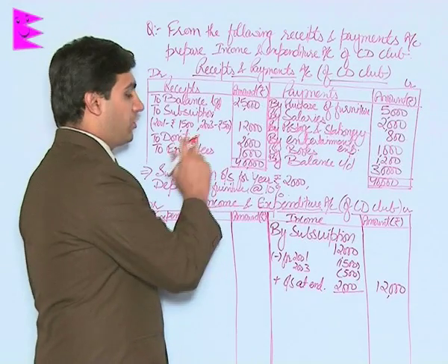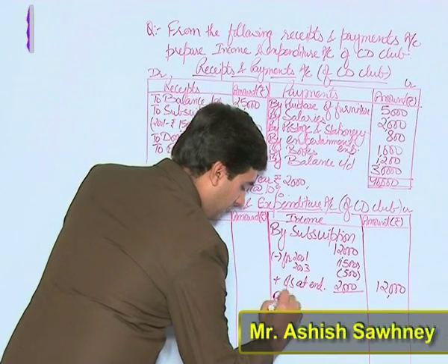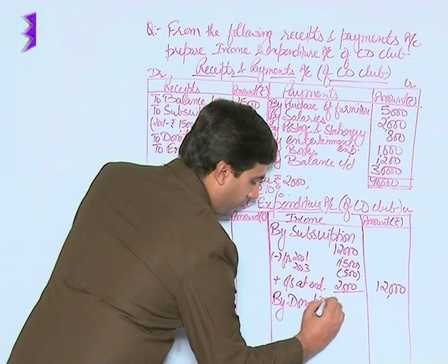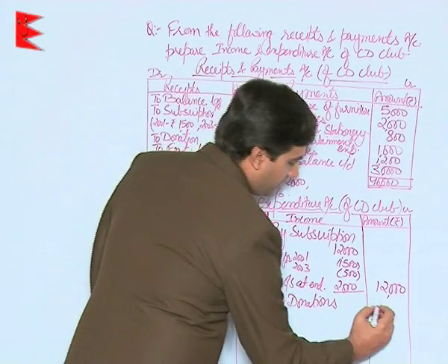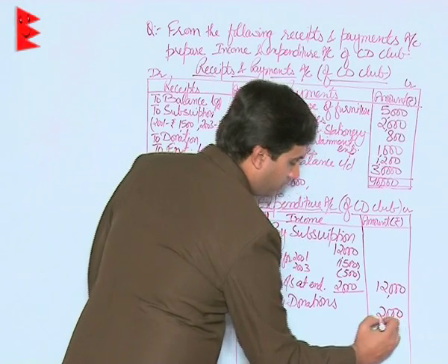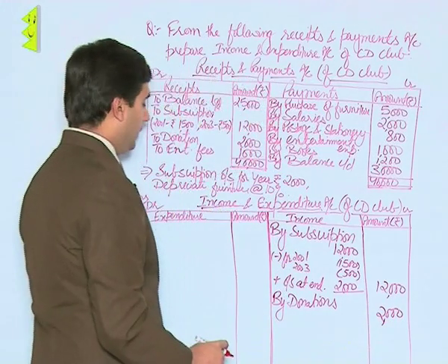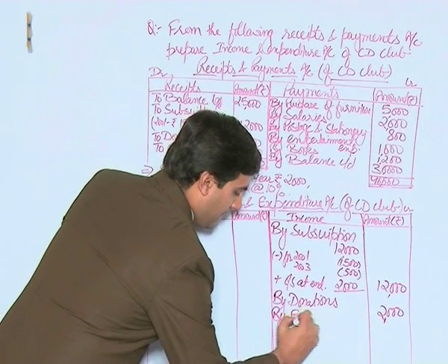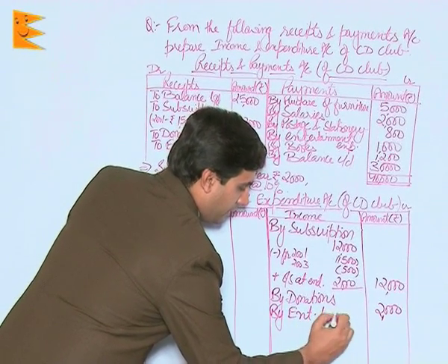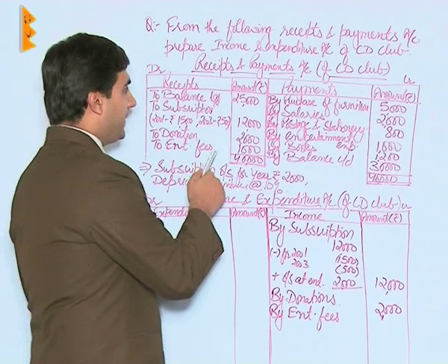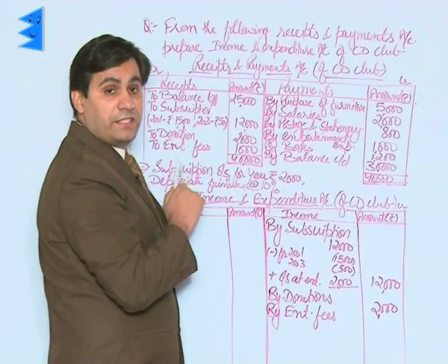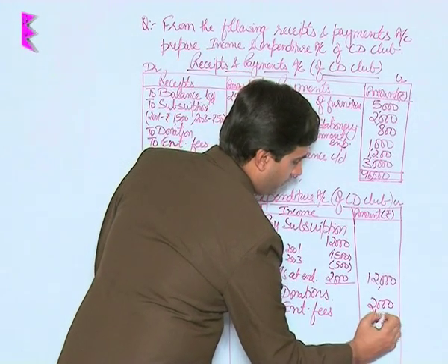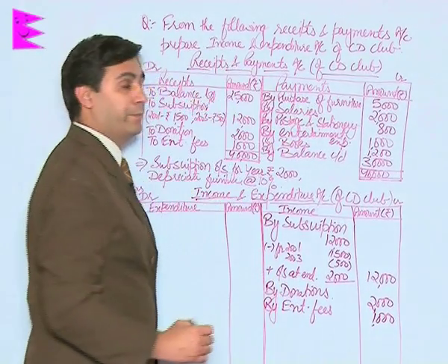Then students, we have donations. Donations are our regular receipts. Nothing is mentioned. These are general donations. So by donations, we are receiving an income of rupees 2,000. Then entrance fee. Entrance fee is also a receipt for this year. Nothing is mentioned, so it is a revenue receipt. So 1,000 for entrance fee on the income side.